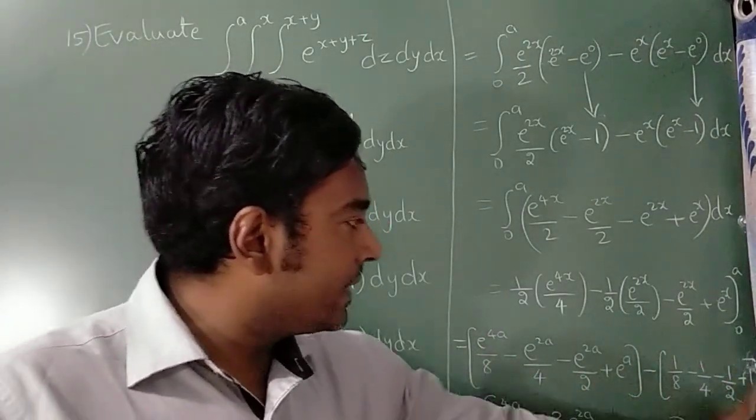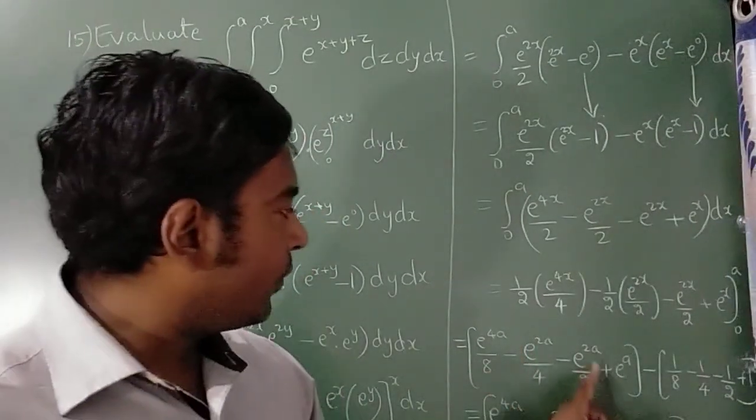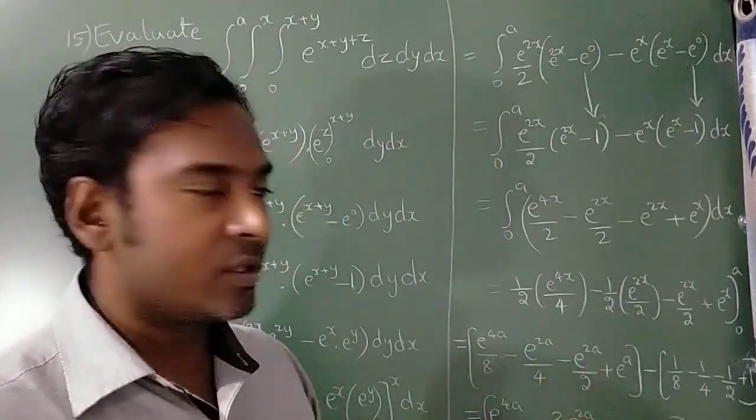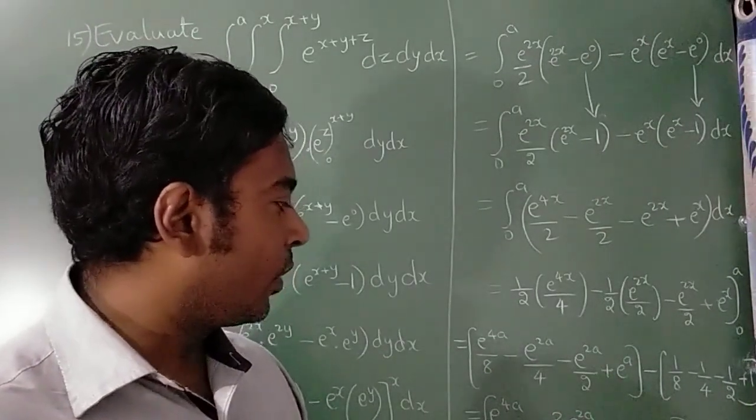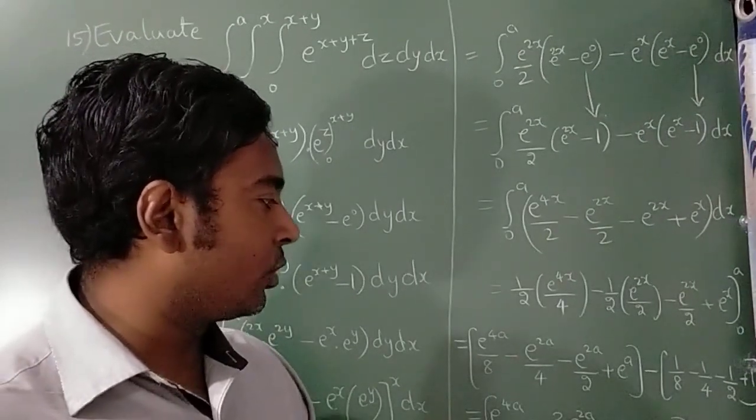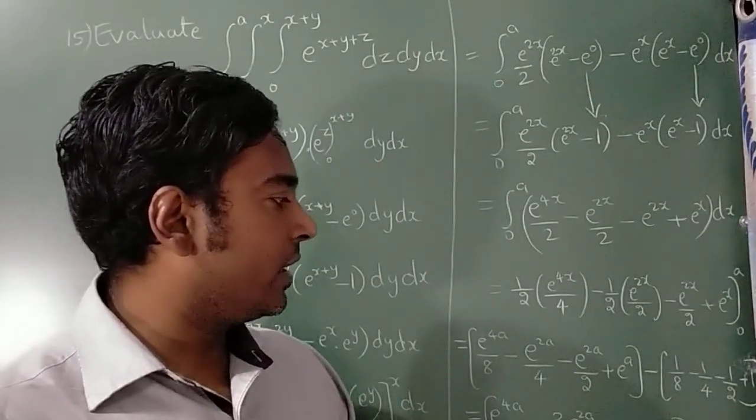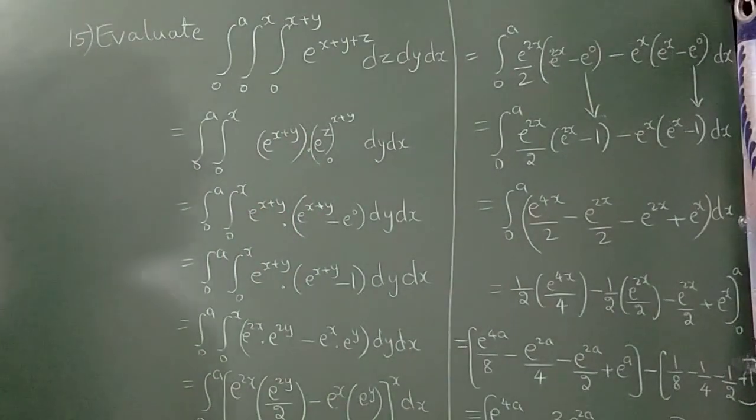Now if you take the LCM of this whole, you will get 3 by 8. Fine. Now take the LCM of only these two, because e raised to 2a is there. So you will get 3 e raised to 2a by 4. So the final answer is e raised to 4a divided by 8 minus 3 e raised to 2a divided by 4 plus e raised to a minus 3 by 8. So this completes your answer. Let's move on to the next question.